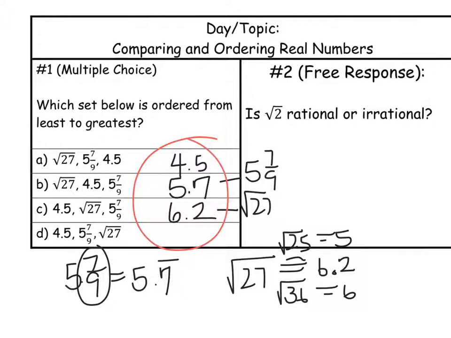And then number 2 is the square root of 2 rational or irrational. Remember, rational numbers can be written as fractions. Irrational numbers cannot be written as fractions. So again, record these answers on the bottom or the back of your notes page.